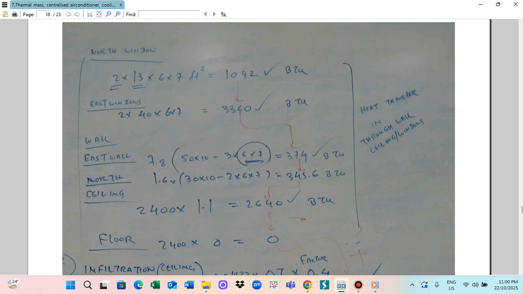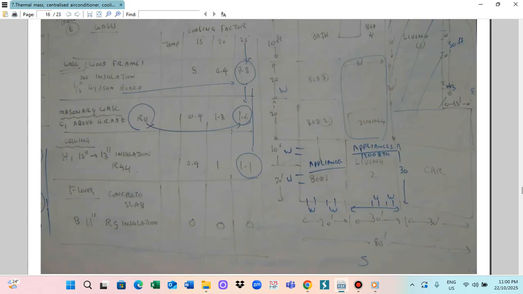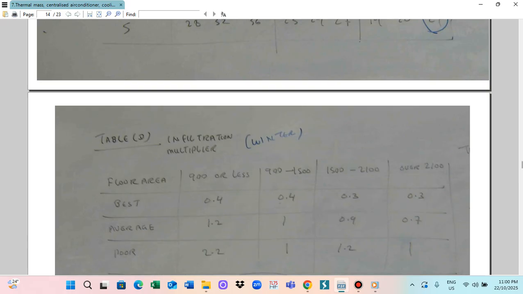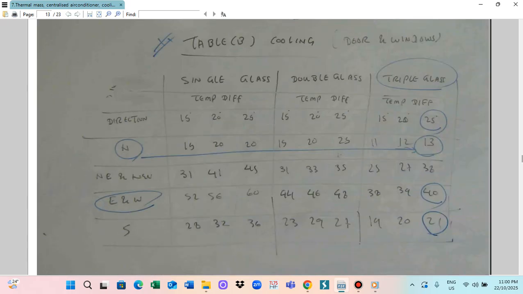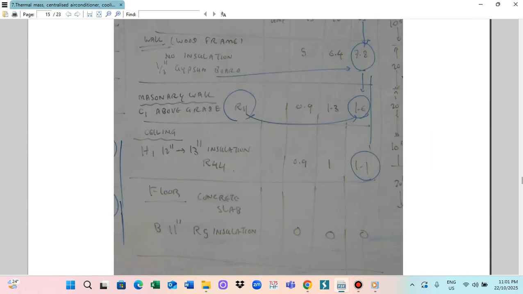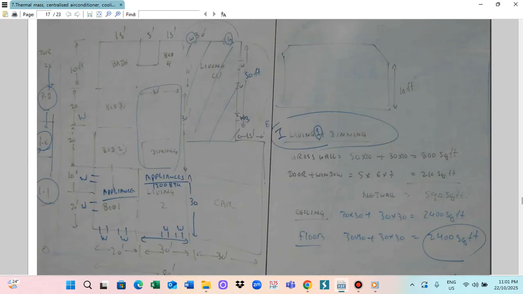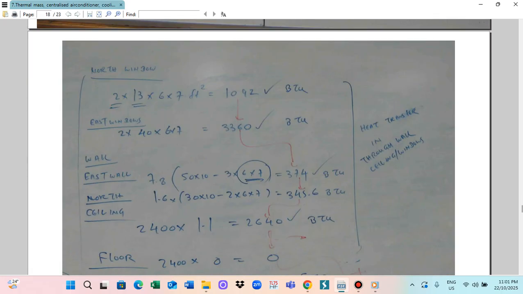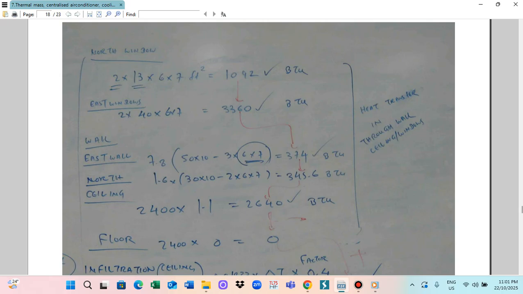And we also calculate the east window. So how many east windows? Here you can see the east windows are 2 windows. Because of W3, only 2 windows are active. The W3 windows are normally closed. So although there are 3 windows, only 2 windows will be active. So the heat transfer is 2 multiplied.